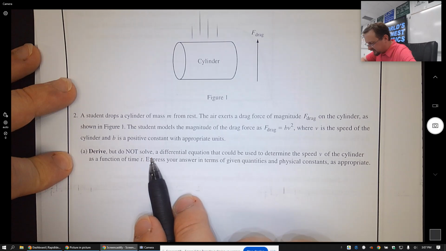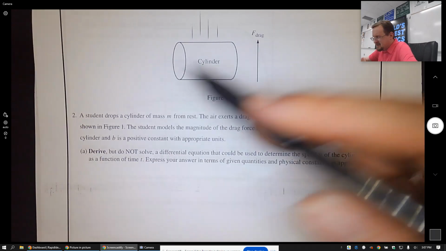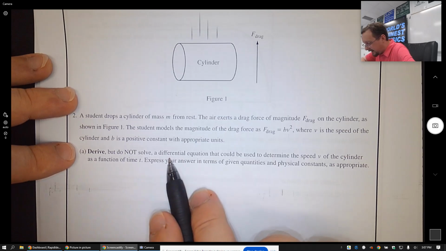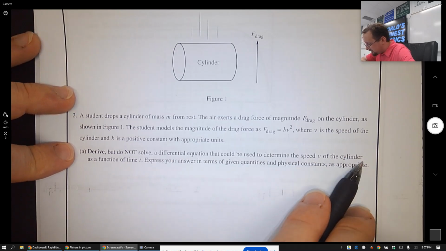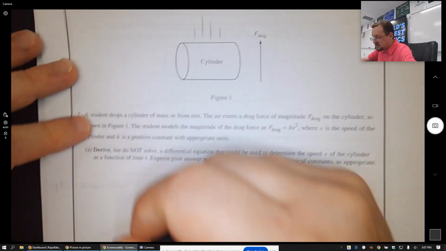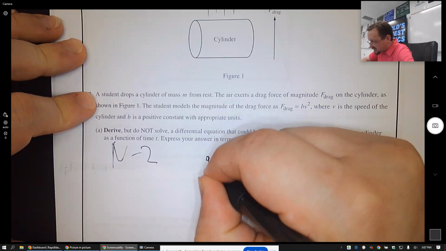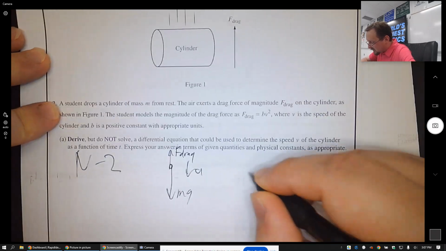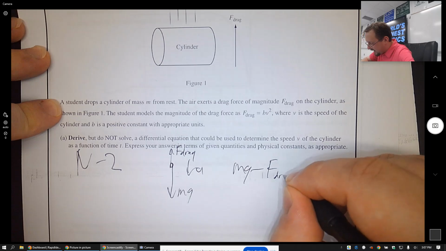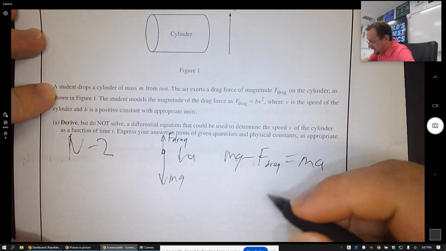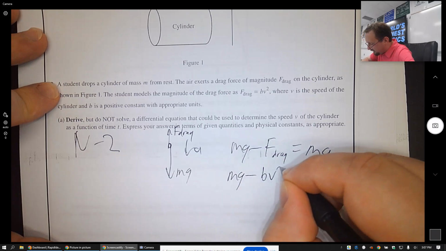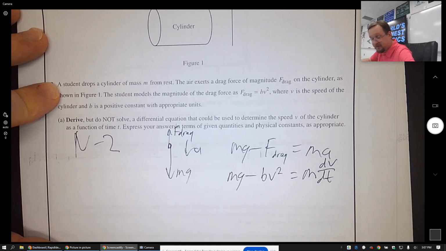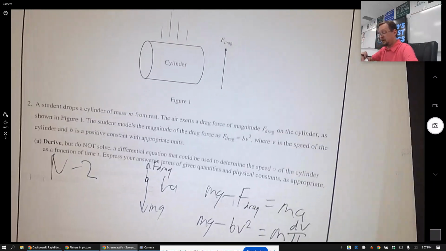Derive, but do not solve. Can I just say right? Derive, but don't solve. That's okay. A differential equation could be used to determine the speed v of the cylinder as a function of time t. So you're just going to start with Newton's second law. You've got an mg, the acceleration's down, and an F drag. So mg minus drag equals ma, and so mg minus bv squared equals m times the derivative, dv/dt, which makes it a differential equation. That's pretty much it.